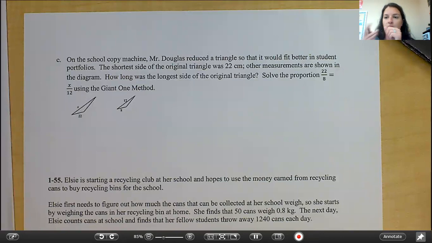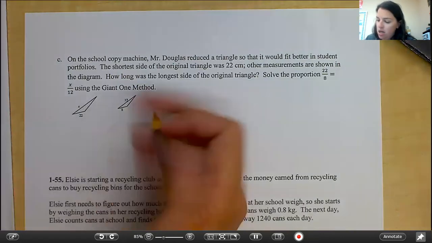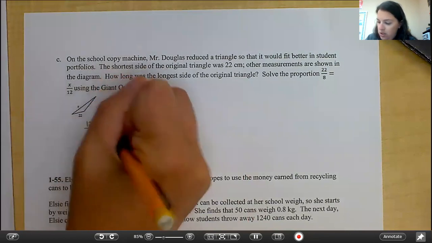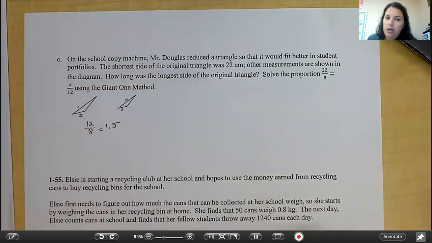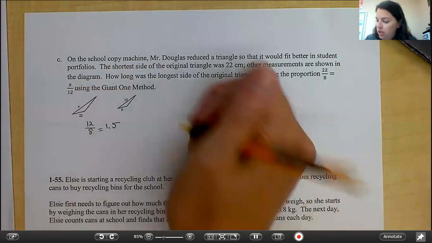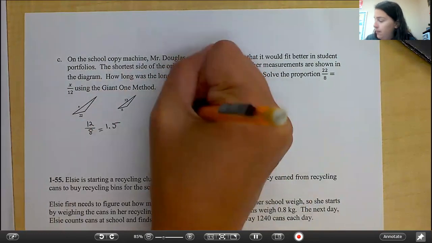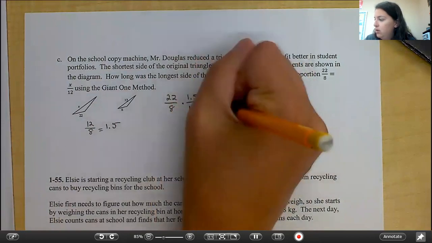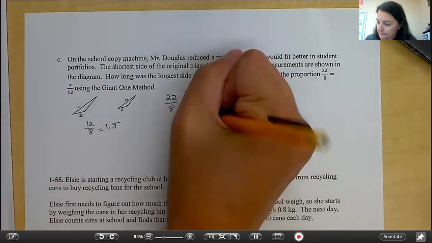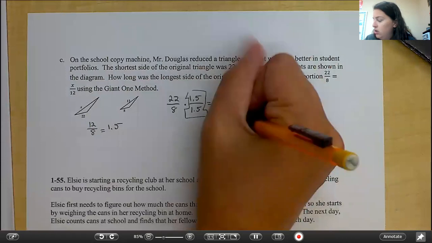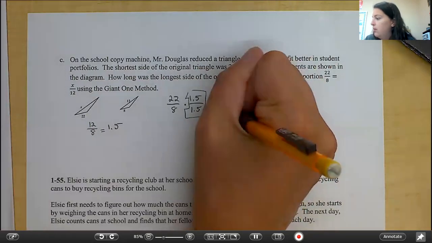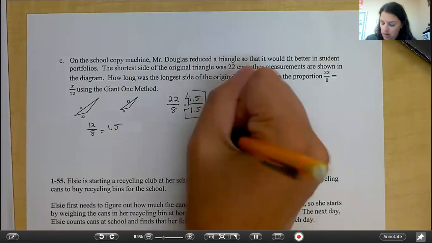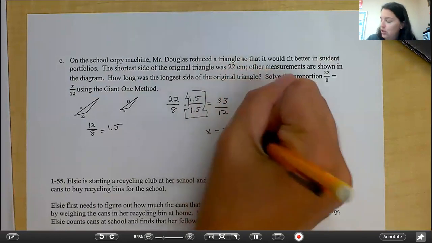Okay, if you're back with me, you have used the giant 1 method. So we're going to take these two sides and divide them to get 1.5. 1.5 is going to be what's in our giant 1. So we have 22 over 8 times 1.5 over 1.5. So 12 is going to be your denominator. And once you multiply, we would have 33. So x would be 33 units.